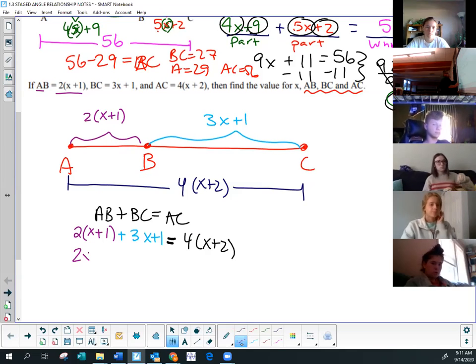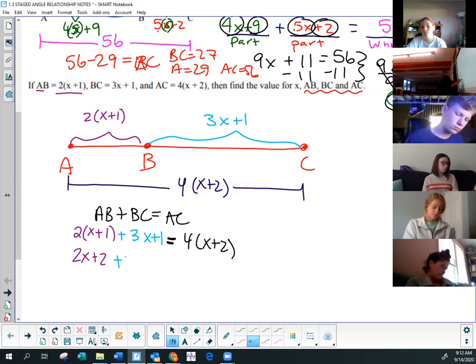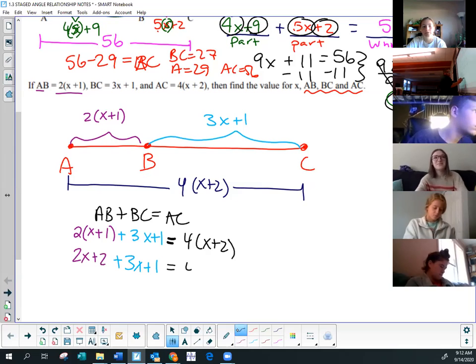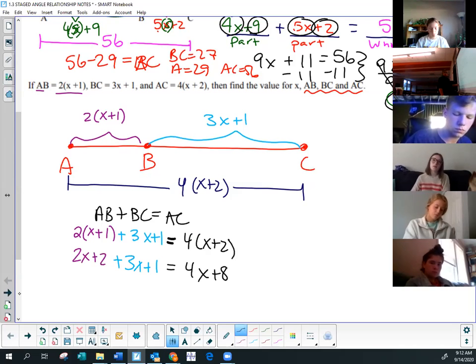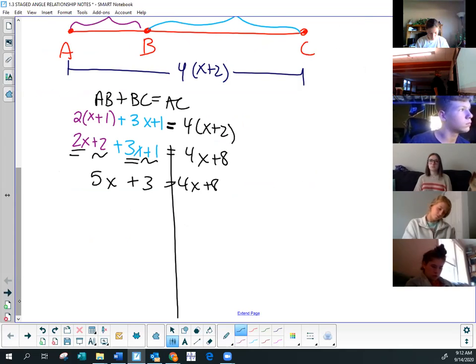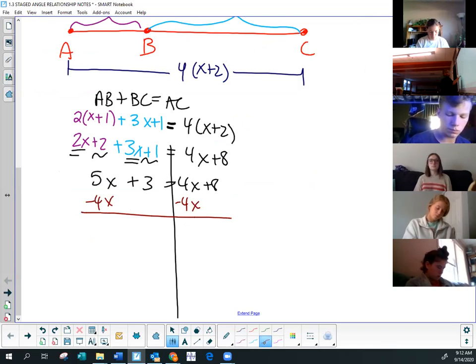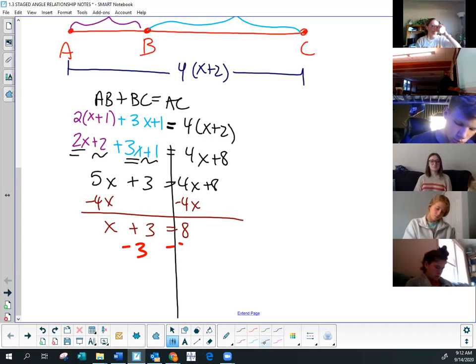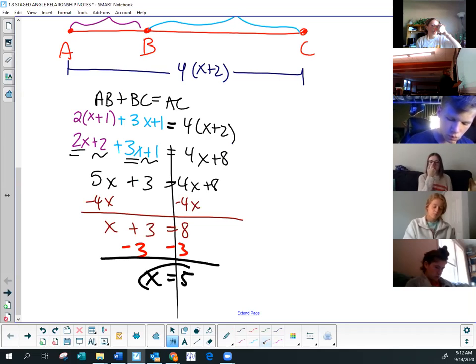So 2x plus 2, plus 3x plus 1, the same as 4x plus 8. And now we just continue as we've always continued, algebraically speaking. We should probably simplify the left-hand side. Let's get all our x's to one side. Okay, so looks like we have another x equals 5 situation.